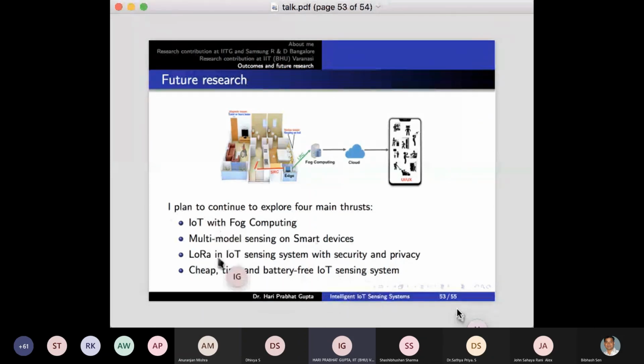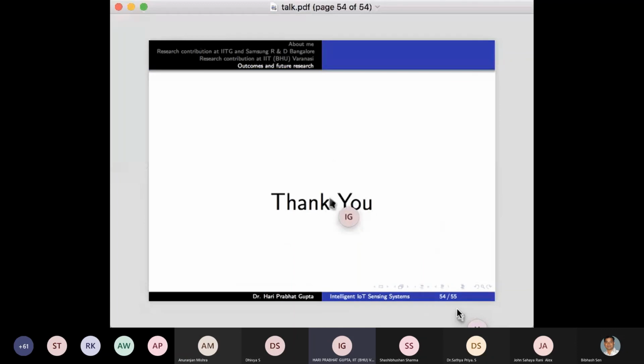So this is a direct extension, and this is the extension where we need to put in some more effort in this future direction. Thank you very much, and this is my last slide.